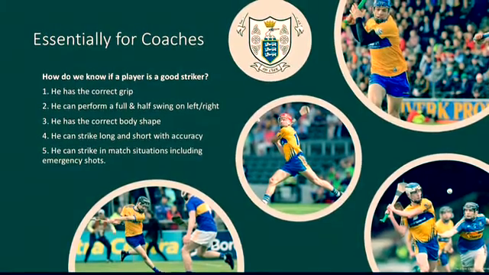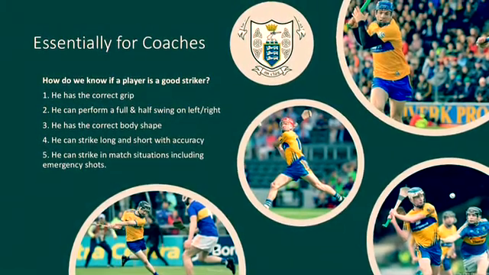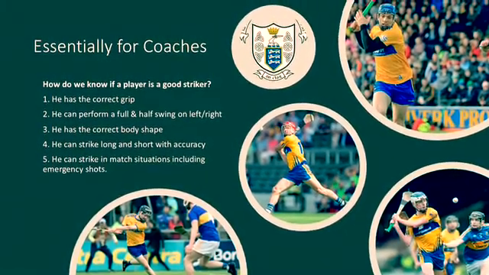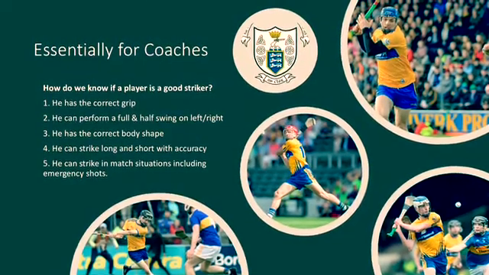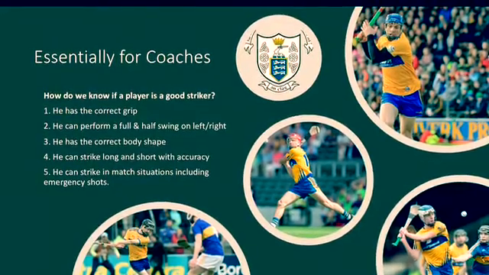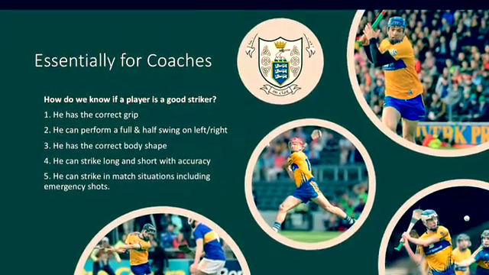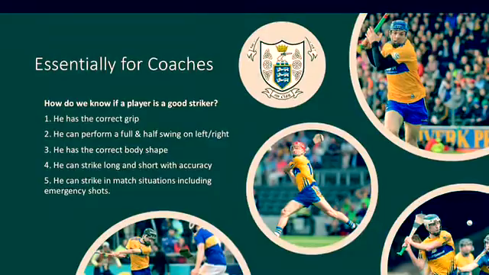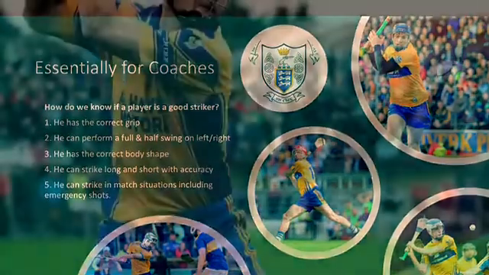Maybe 4 or 5 things. First of all, he's got the correct grip. He can perform a full swing and a half swing on the left and right. He's able to get himself into the correct body shape, and he can strike in match situations, including emergency shots. So we could have an awful lot of different strikes.